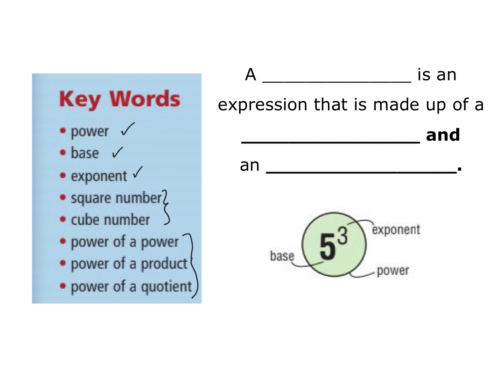So the first thing we need to know is that a power is an expression that is made up of a base and an exponent. And if you look at the diagram below, the power is what is inside of the circle, so the base and the exponent together. So it's important for us to be able to identify all three. So the base here would be the 5, the exponent is 3, and the power is 5 with an exponent of 3.